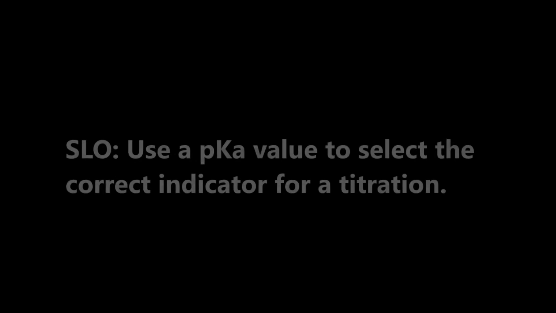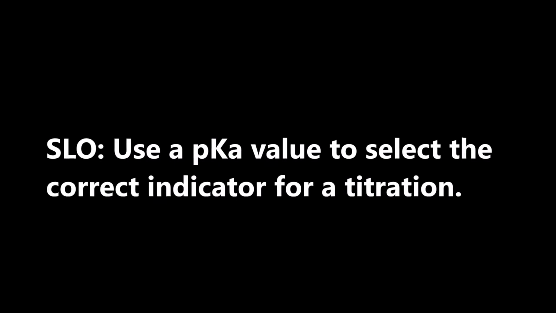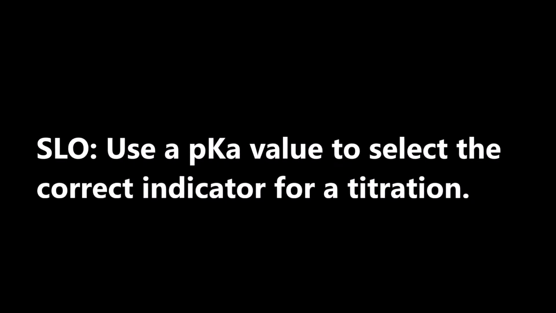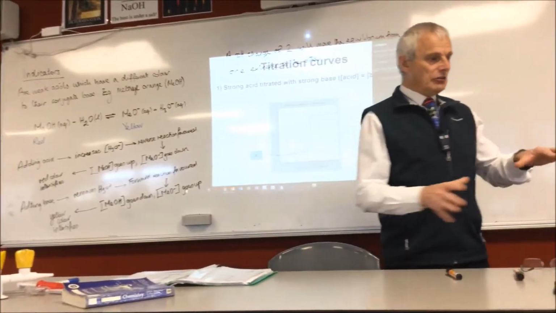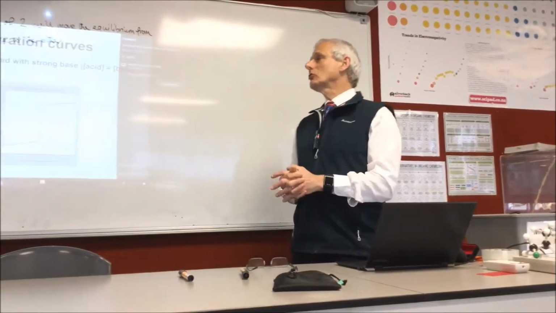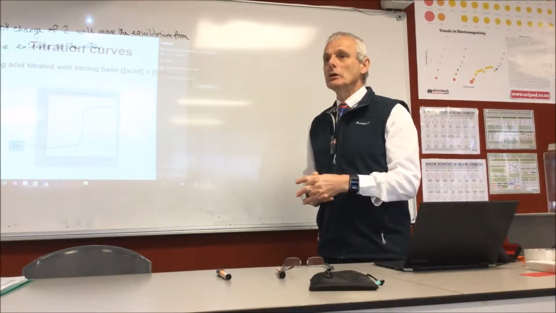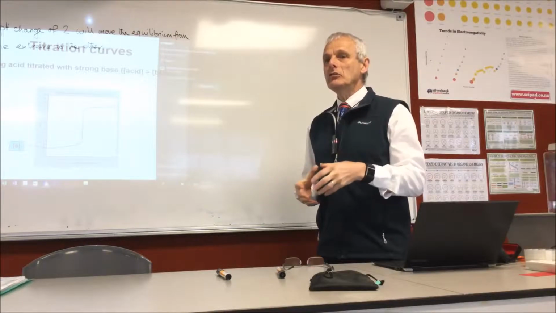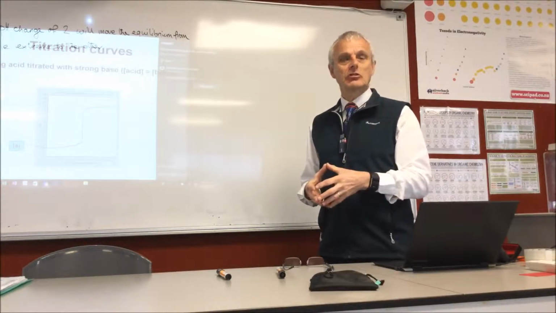In this clip we look at what indicators are, how they work and how we use a pKa value to select the correct indicator for a given titration. This is the last piece in the titration curve jigsaw, if you like, and it's how indicators work and why we need to be careful which indicator we're using for a particular titration.